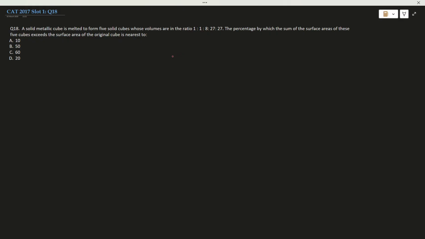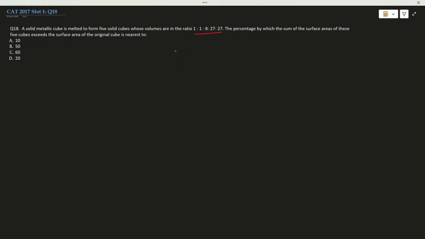So we are told that there is a solid metallic cube, and this cube is melted to form 5 solid cubes whose volumes are in the ratio 1:1:8:27:27. The percentage by which the sum of the surface areas of these 5 cubes exceeds the surface area of the original cube is nearest to. Okay, since all the 5 cubes are formed from the initial cube, the total volume will remain constant, right guys?